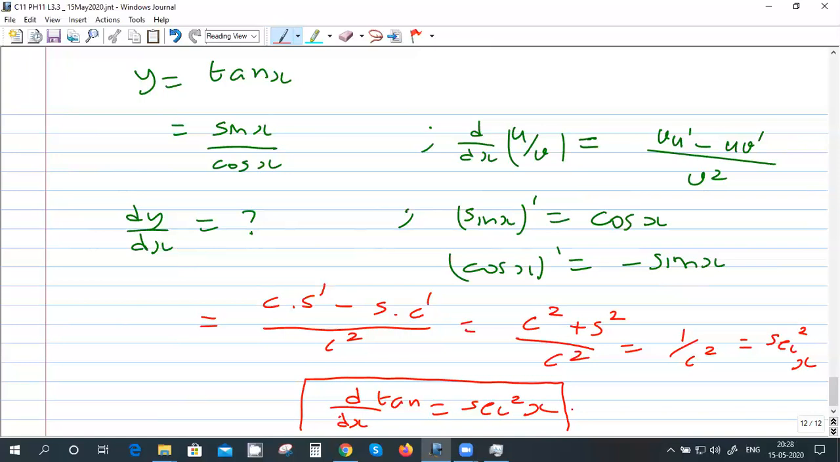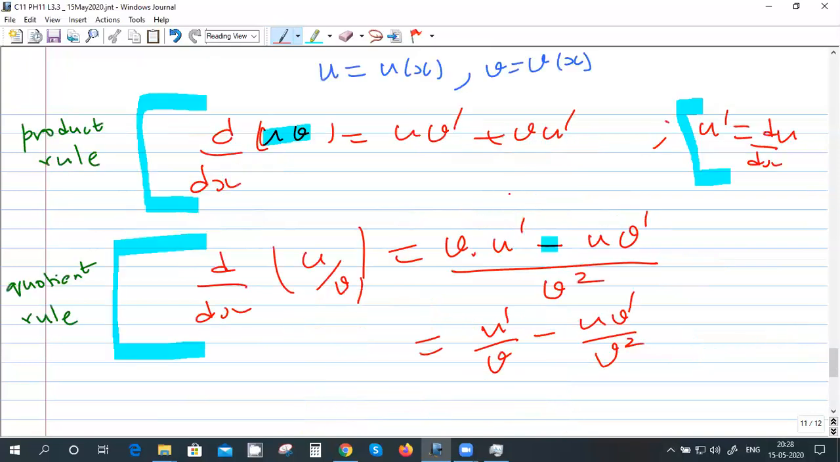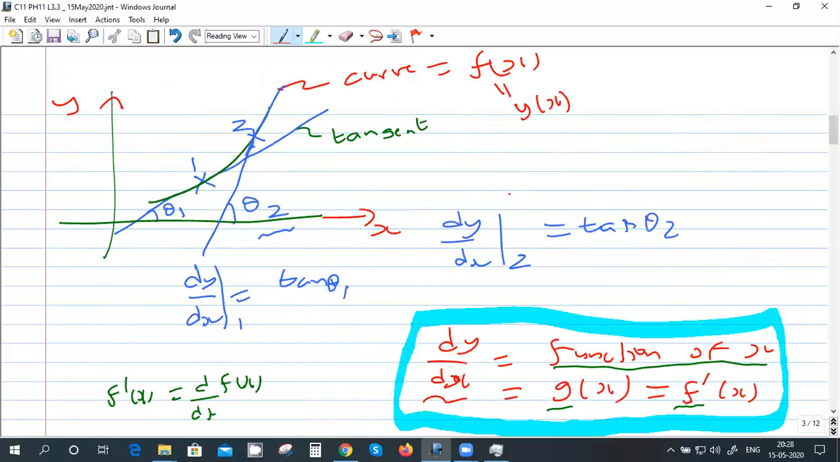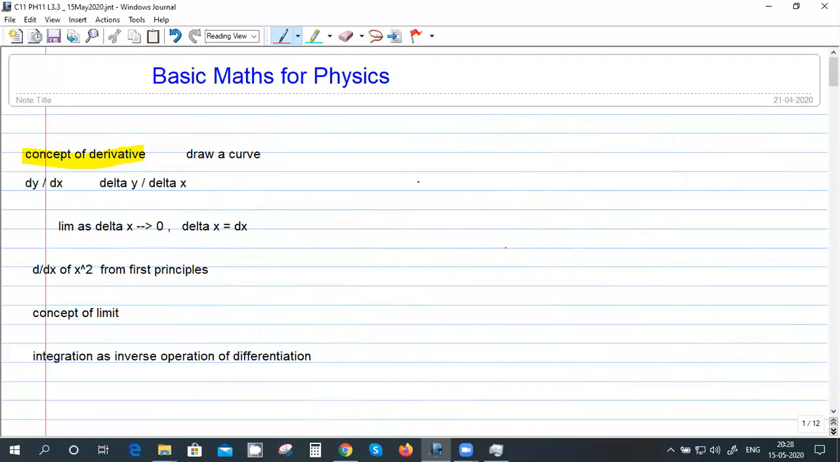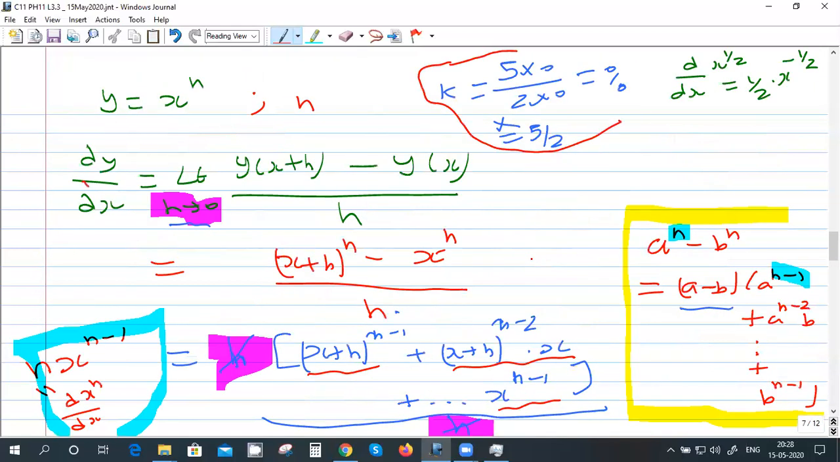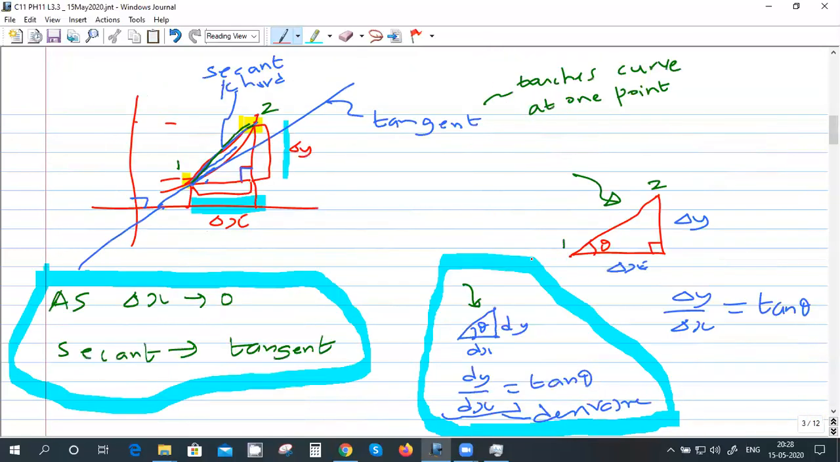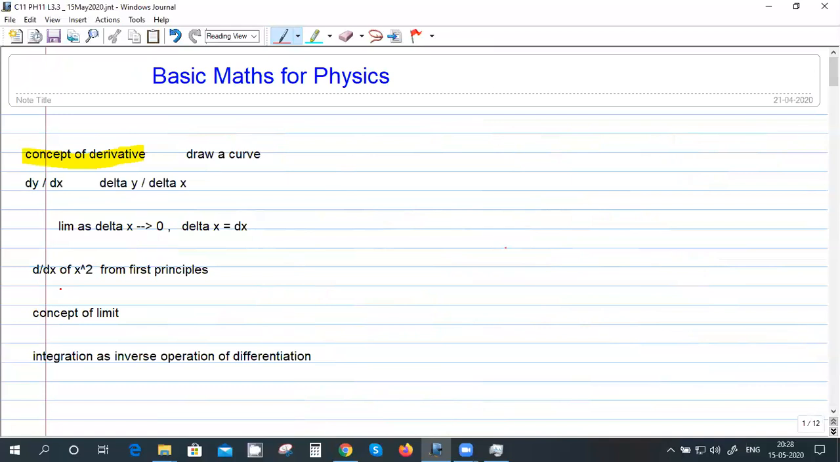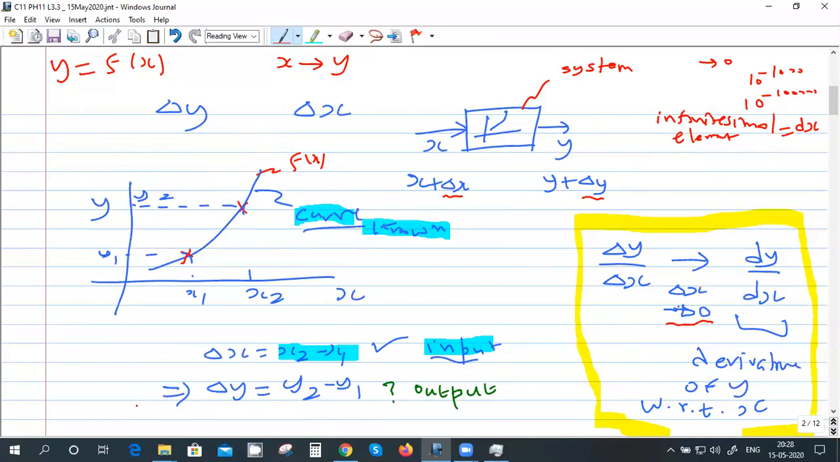Any questions? No, not really. Comments? This is part of maths for physics, basic maths. So what do you refer to as lim? Limit. Limit delta x tending to 0.